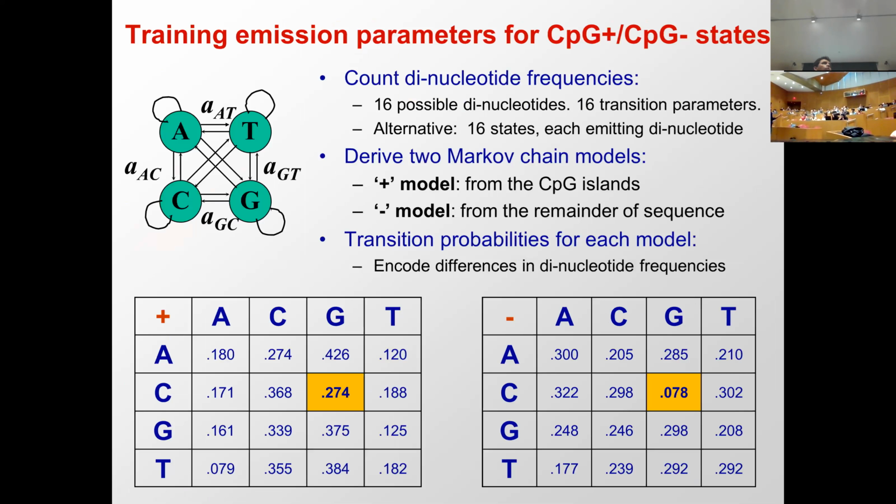Awesome. Good. Any questions? I have a question for you guys. What's an alternative way of encoding this? Right now, what I did is that I encoded everything on the transition probabilities. What else could I have done?